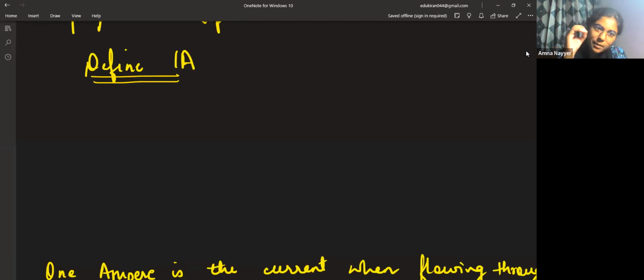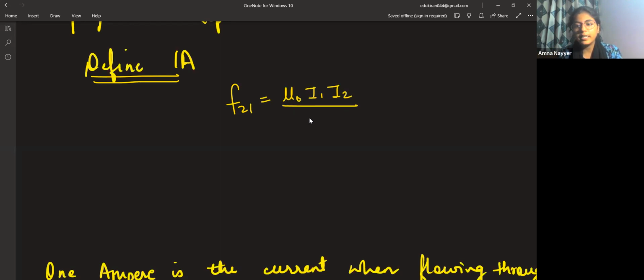Class, if the exam specifically asks you to define 1 ampere in terms of magnetics, what will you do? See, the force F21 is mu naught I1 I2 divided by 2 pi d. Both wires have the separation d, and currents I1 and I2 are flowing through them.